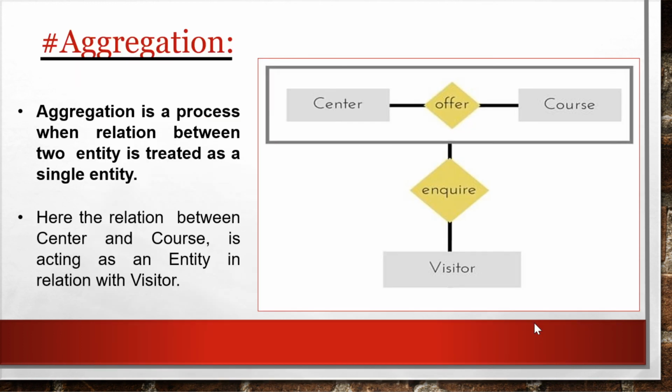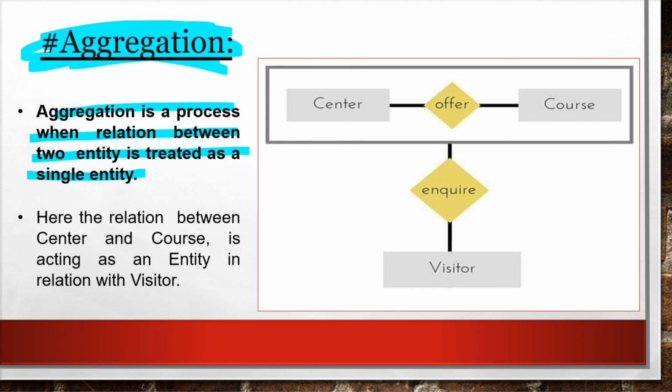Next we have the concept of aggregation. By aggregation we mean combining of multiple entities and the relationship. Aggregation is a process when the relation between two entities is treated as a single entity, meaning we are not representing the relationship as a different relationship. If we can club those relationships into one relationship, one entity, then we call it the aggregate relationship.